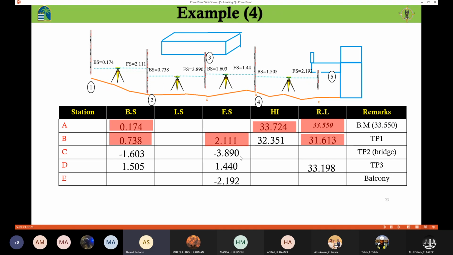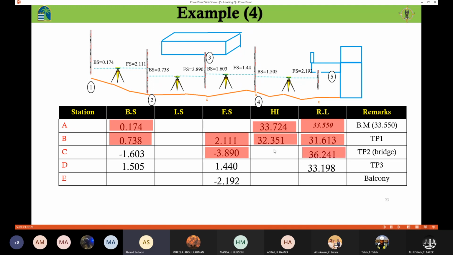Now, in order to determine the reduced level for point C, it is going to be the height of instrument minus the foresight, which means that the value is going to be positive. So this value plus that value. Because this one minus that one is positive, then we are going to have 36.241.